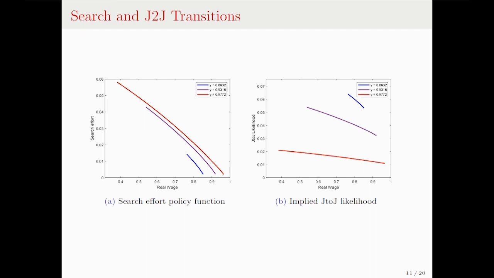Sorry. So the next figure shows you the implied job-to-job transition likelihood. It is lowest for the people at the highest productivity firm. This is because these people are very unlikely to match to a firm that's better, because their firm is so good already. You see here that the likelihood that I move is actually declining in my real wage, partially because I search less if I have a high real wage.